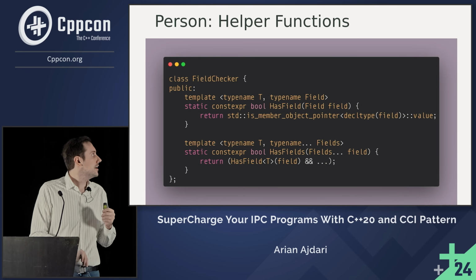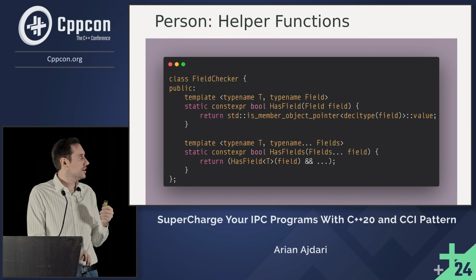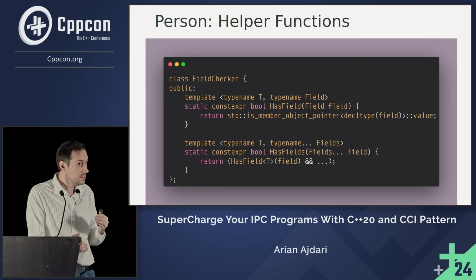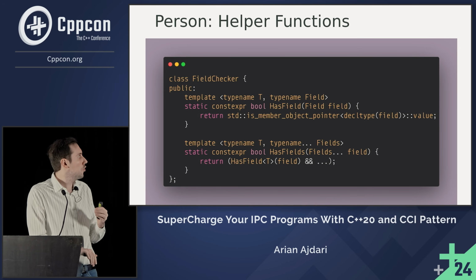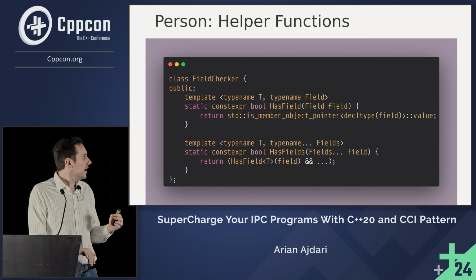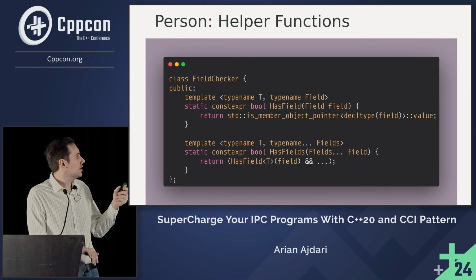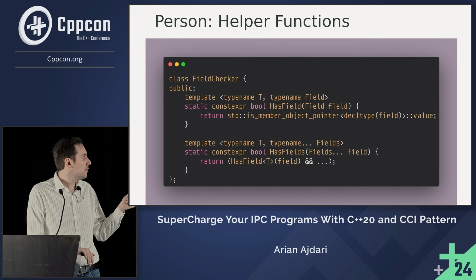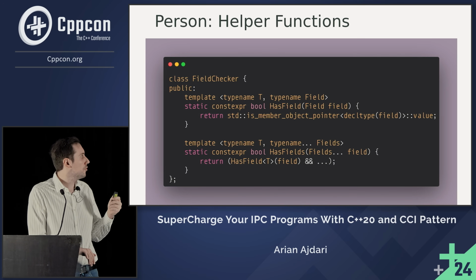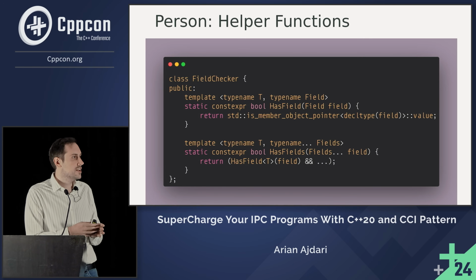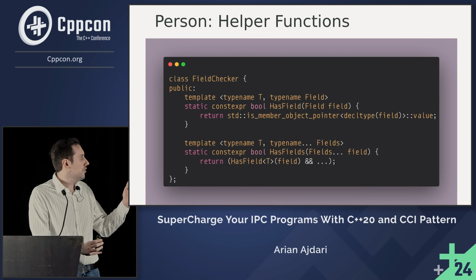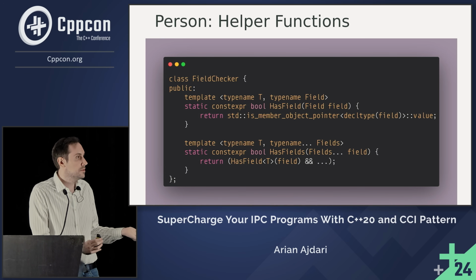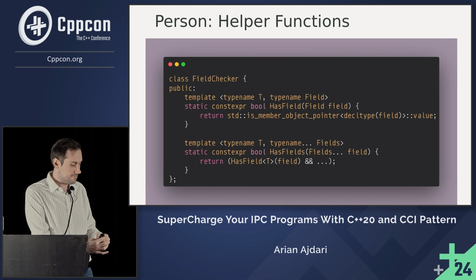Here I create a helper function which makes sure that a particular field is inside of a class. It's called field checker, and it uses the function of the standard library which is called isMemberObjectPointer. So if you have a class which has a member A, that will evaluate to true, but if it doesn't have B and it requires to have B, it will simply evaluate to false.